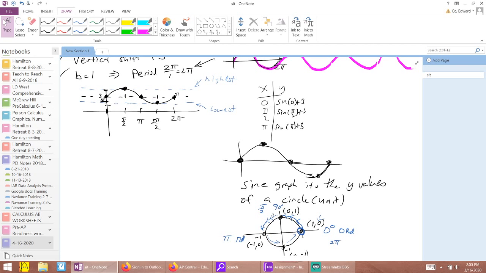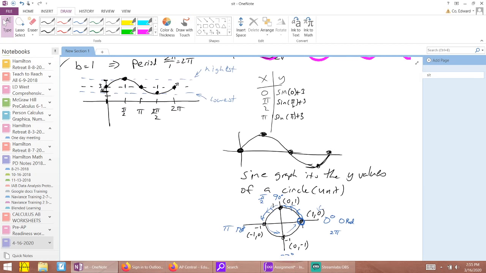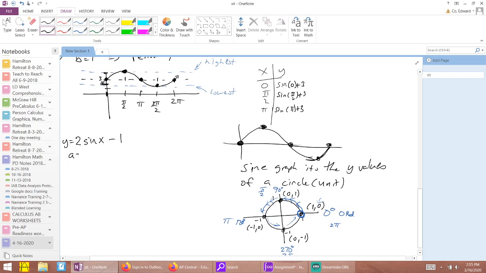Okay, let's go back to application. Let's go back and give a quick example. What if I give you guys the problem: 2y is equal to 2 sine of x minus 1. What is my a value? What is my b value? And what is my d value? We still haven't had a c value. No parentheses, no c.